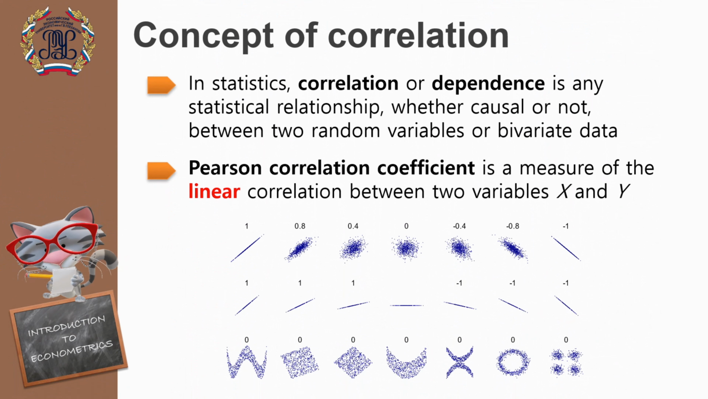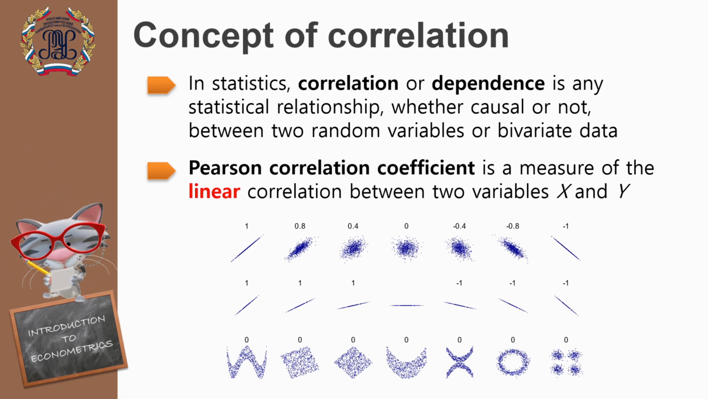Here we give a very brief definition of what correlation is. In statistics, usually correlation or dependence is any statistical relationship, doesn't matter whether it's causal or not, between two random variables. It's very important to note that correlation doesn't imply causality. If two variables correlate, it doesn't necessarily mean that one causes the other. To understand the causality between two variables would require additional causality detection analysis.